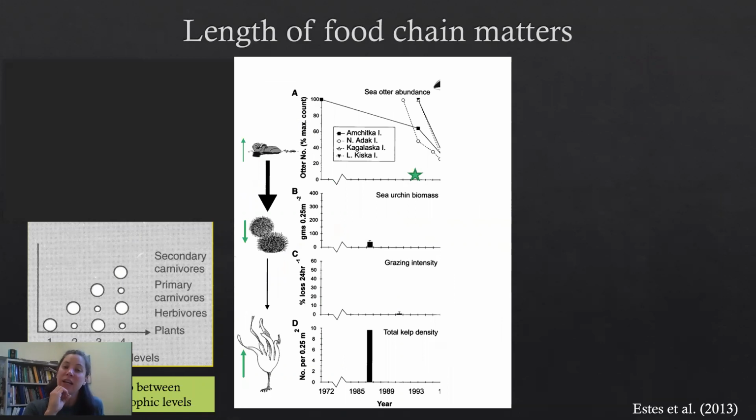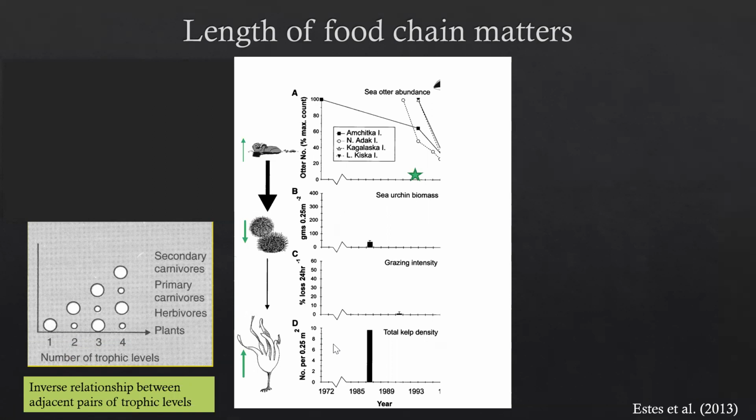So I gave examples of two 3-level food chains, right? And so when we're thinking about these 3-level food chains and the impact that the predators can have on the herbivores and the impact of the herbivores on the primary producer, the length of the food chain matters. And so we have this inverse relationship between adjacent pairs of trophic levels.